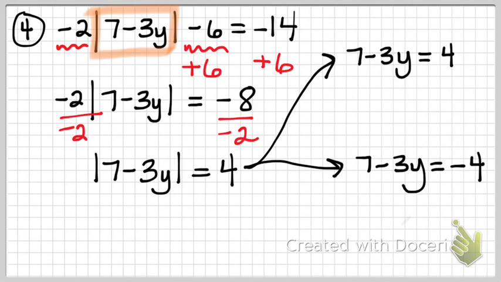How would you solve that? What would be your 2 steps? Can I subtract these and say 7 minus 3y is negative 4y? Is that okay? What should I do? Subtract 7 and divide by negative 3.